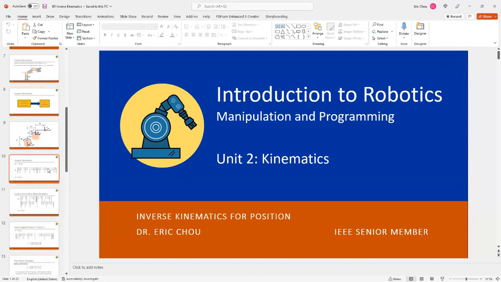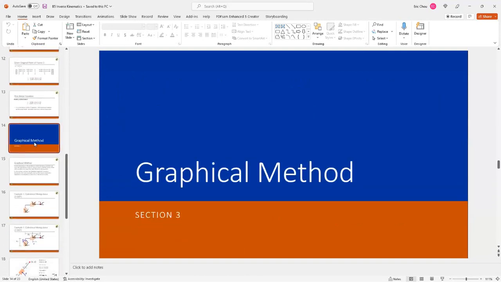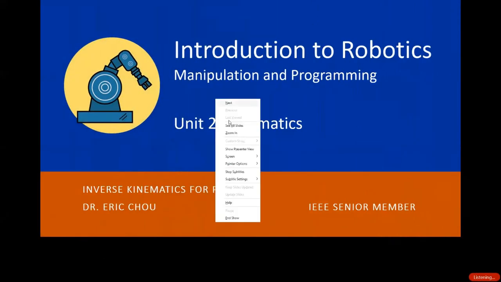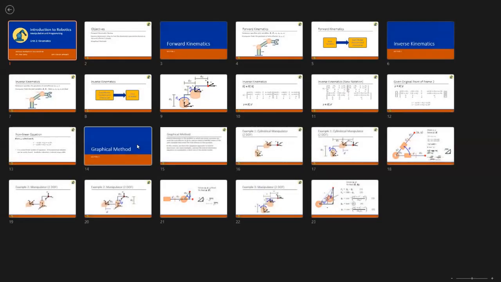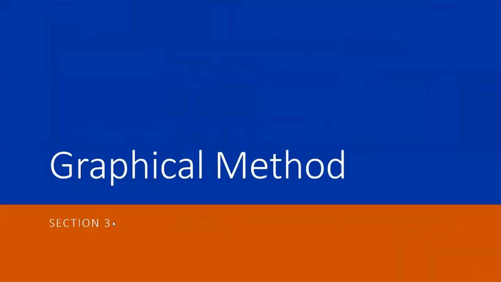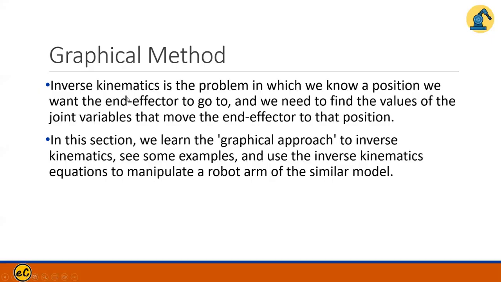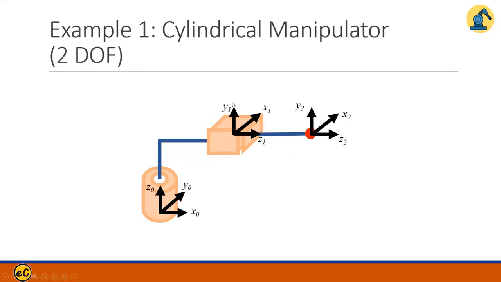Okay, let's jump to the graphical method. So one way that you can solve inverse kinematics, if you do not use the system or equation solver, is to use a graphical method. The inverse kinematic problem is one in which we know a position and want the vector to go to. Then we need to find the joint variables. And one way to do it is the graphical approach. Okay, graphical approach, let's think about this one.